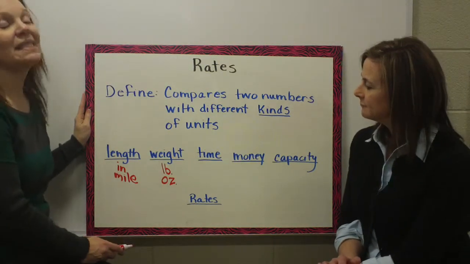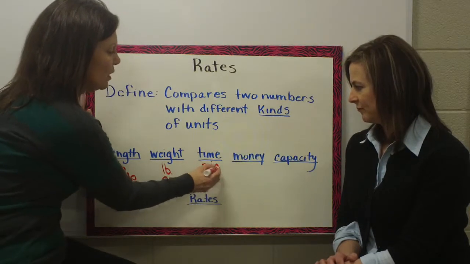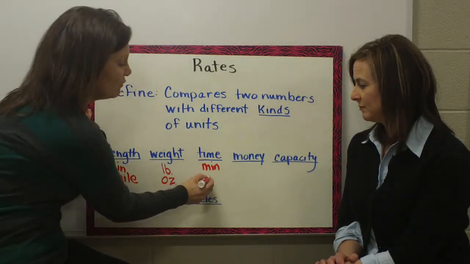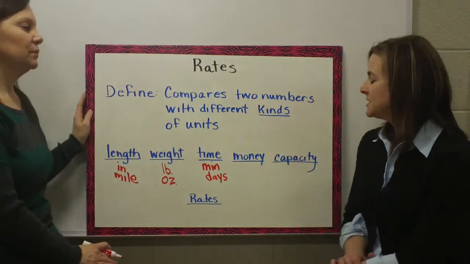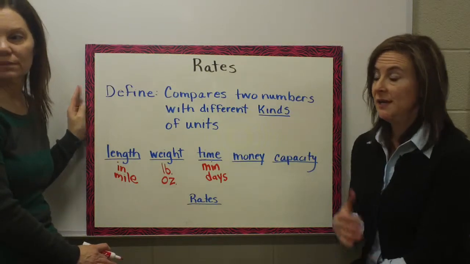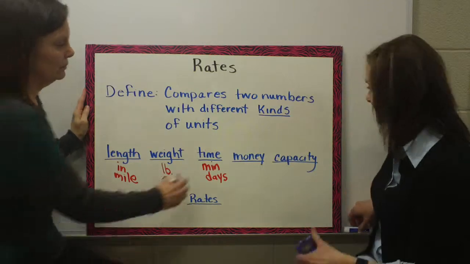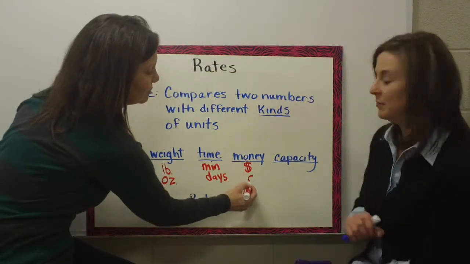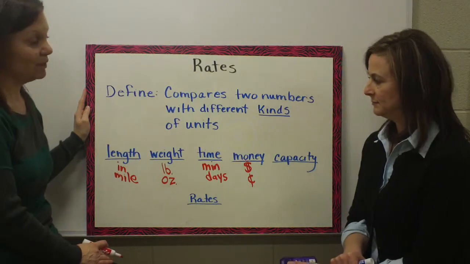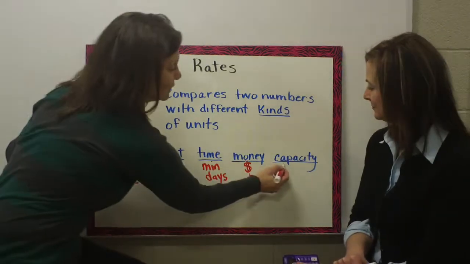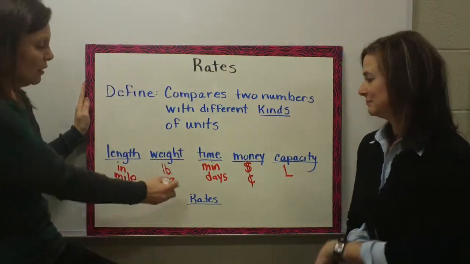Next category we have is time. So for example, I might talk about how many minutes I'm using. Or maybe I'm talking about a full day, how many days. When it comes to measuring money, we can measure money in dollars. We could measure money in cents. Those are a couple of different examples. Capacity, of course, we know that you 7th graders like your soda, which comes in liter bottles, so measuring some liquid form.